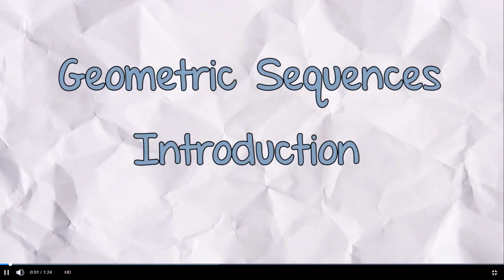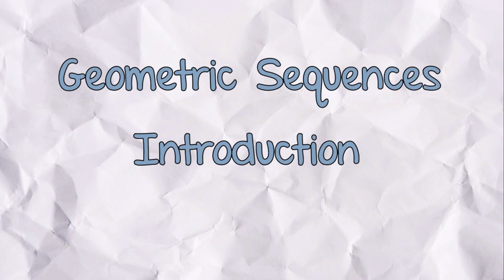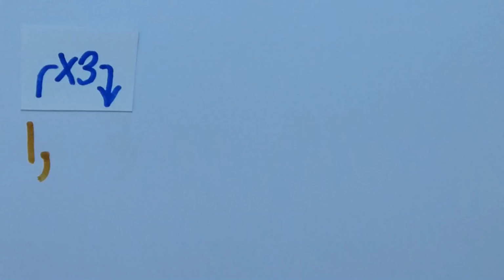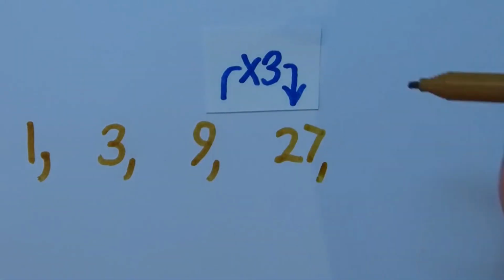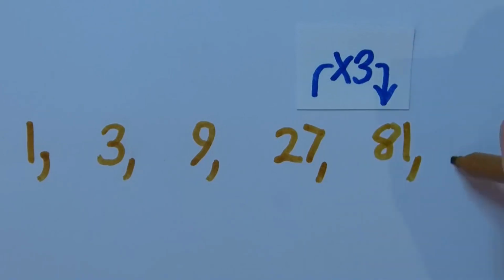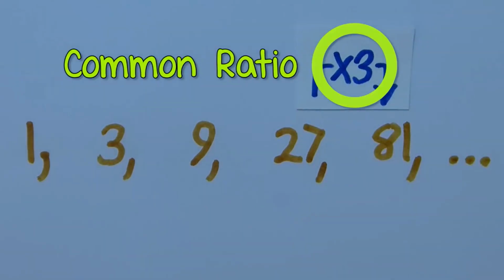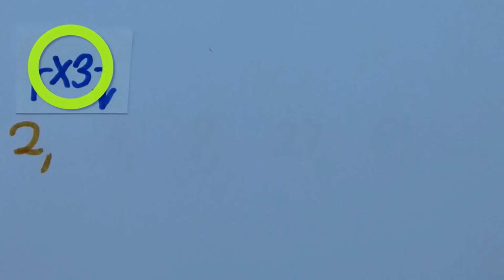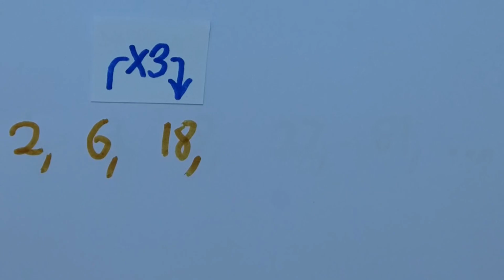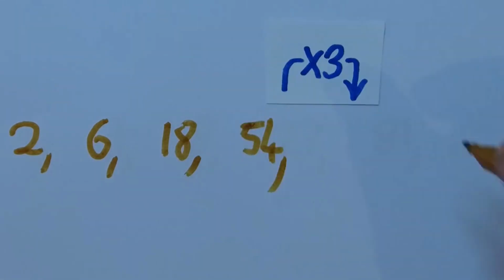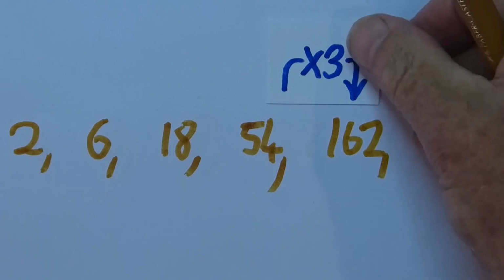Hi, let's learn about geometric sequences. A geometric sequence is made by multiplying by some value each time. Here we multiply by 3 each time. Start at 1, by 3 is 3, by 3 is 9, by 3 is 27, by 3 is 81, and so on. What we multiply by each time is called the common ratio. Here the common ratio is also 3, but it starts at 2. By 3 is 6, by 3 is 18, by 3 is 54, by 3 is 162, and so on.